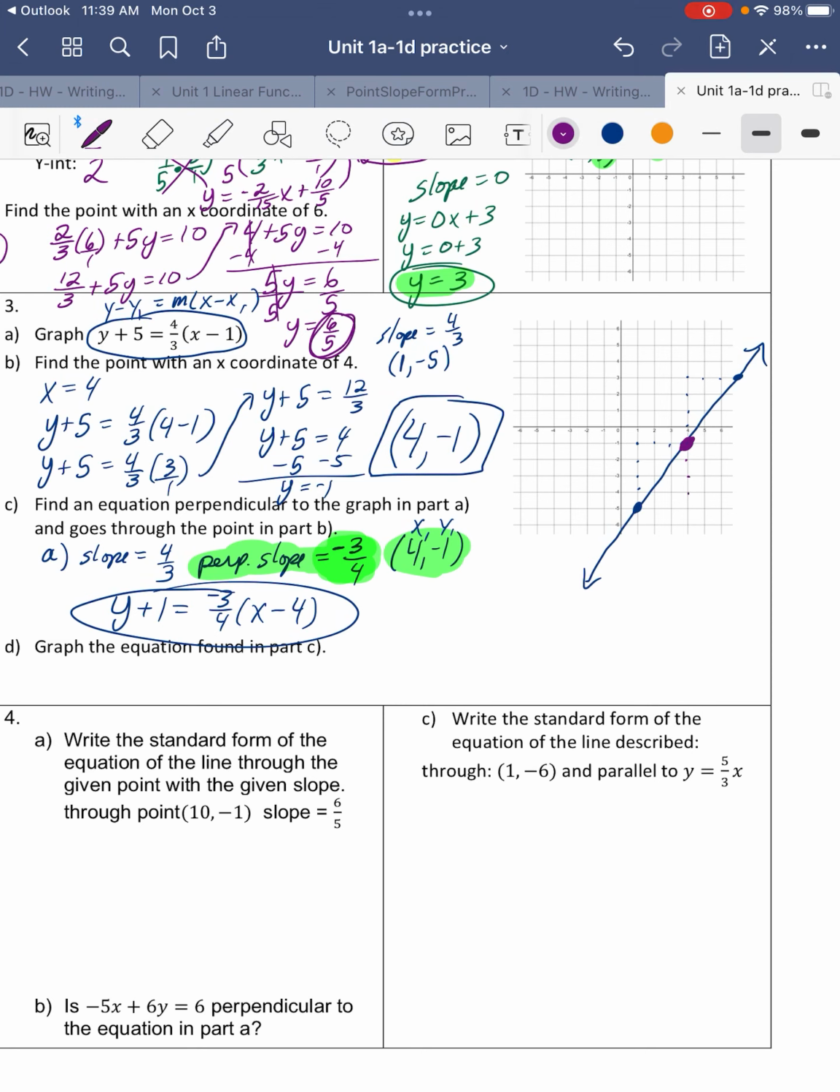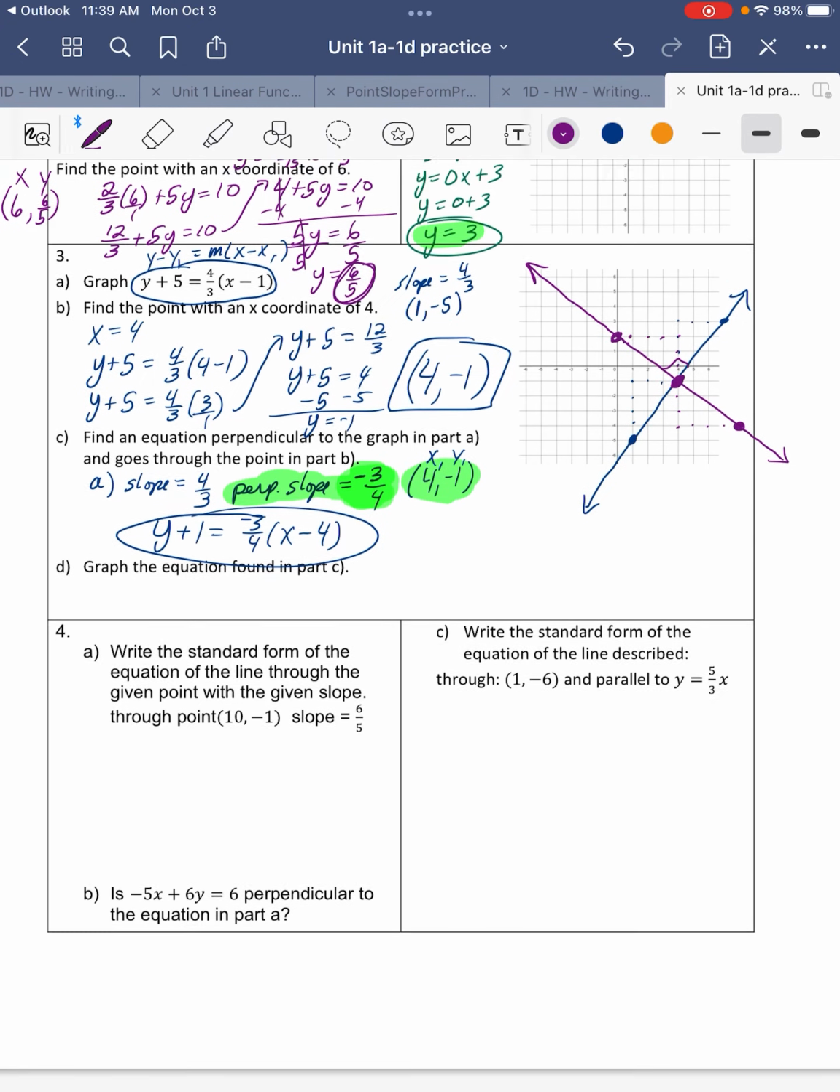And I'm going to go down 3, 1, 2, 3, and right 4. 1, 2, 3, oh, we're off the graph. So I'm going to go up 3, 1, 2, 3, and left 4. And then draw my line. And you see those lines are perpendicular to each other. They form 90-degree angles, so that gives you a nice visual that they are perpendicular.